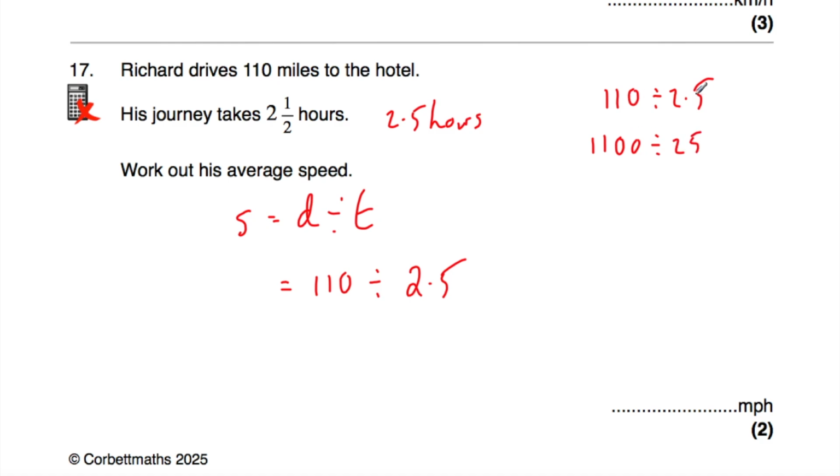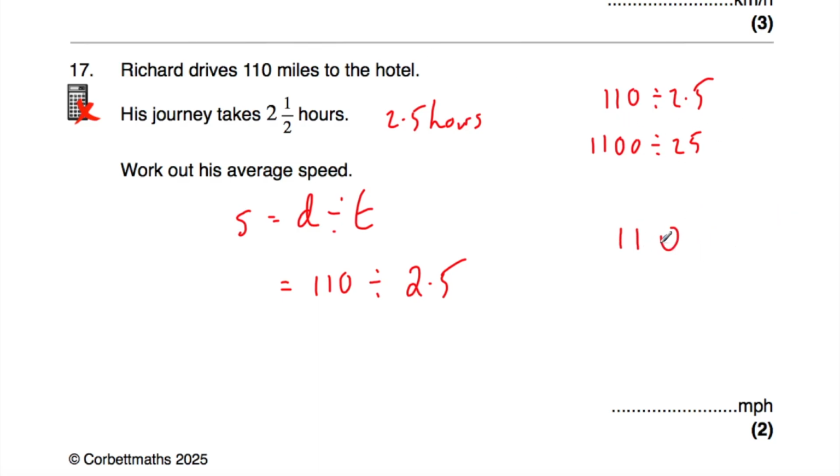Because if you multiply both the number you're dividing and the number you're dividing by, both by 10, you'll still get the same answer. For instance, if we had 4 divided by 2, that's equal to 2. And if we times them both by 10, we get 40 divided by 20, which is also equal to 2. So if you're multiplying both the number you're dividing and the number you're dividing by, both by 10, then you'll still get the same answer. So we're going to do 1,100 divided by 25.